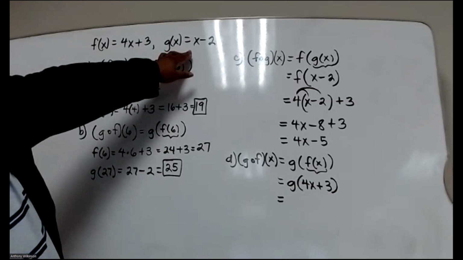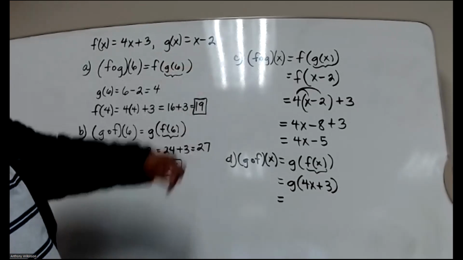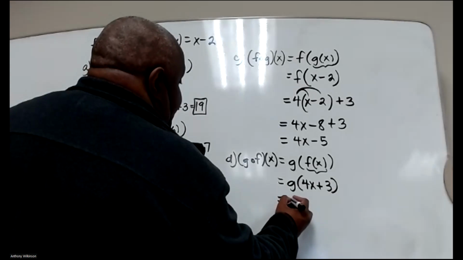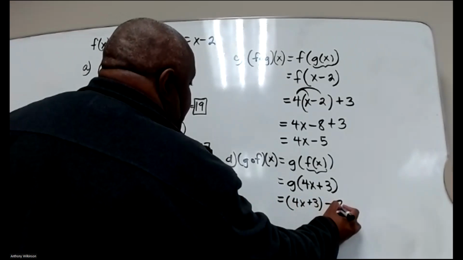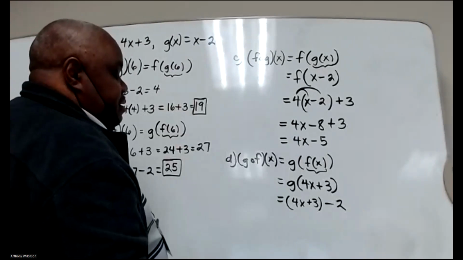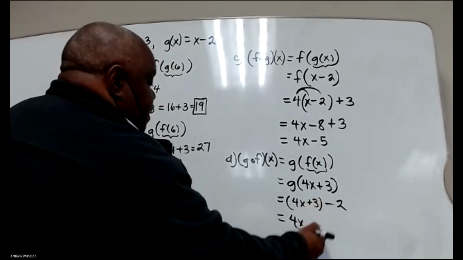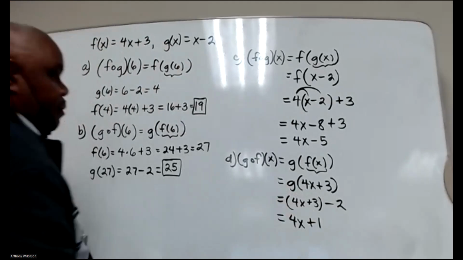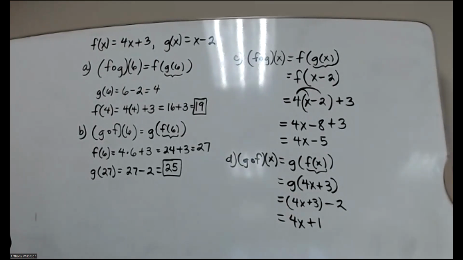So now I'm going to be evaluating g of 4x + 3. Well, g(x) is equal to x - 2. So for each x in g(x), I'm going to substitute it with what f(x) is. Here, that x will be replaced with that 4x + 3, and then bring down the minus 2, because that's part of the g(x). And then what's 3 - 2? Plus 1. So the composition of g with f of x will be equal to 4x + 1.